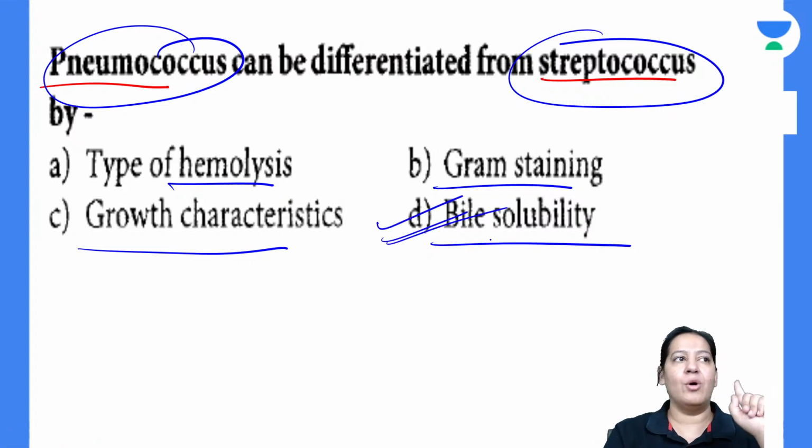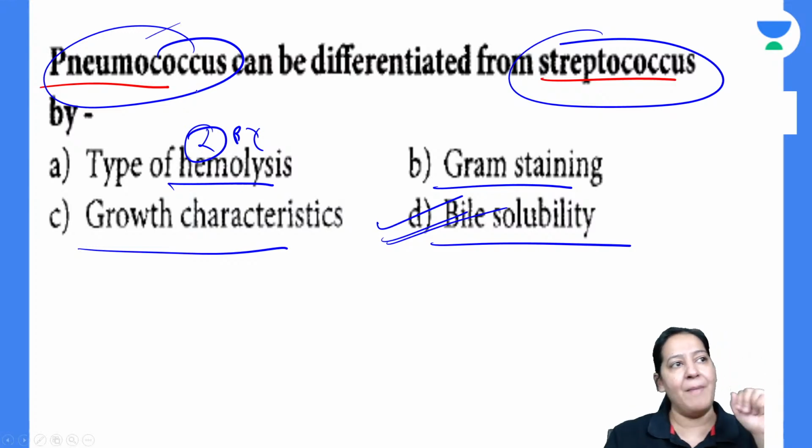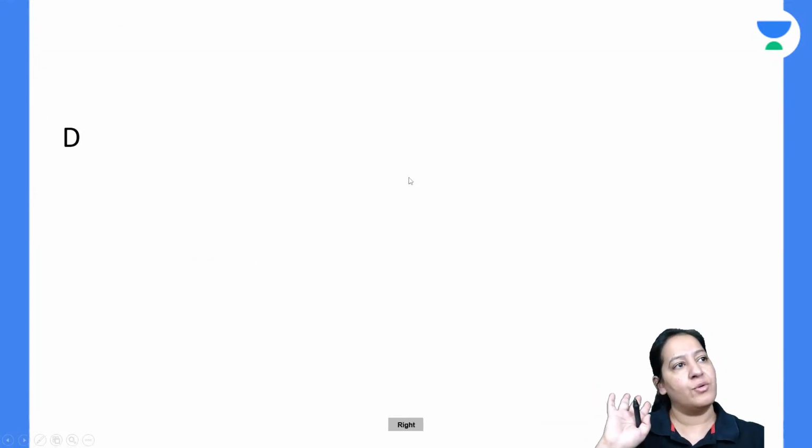So bile solubility is the only one. Yeah, although alpha, beta, gamma है. So alpha दूसरे streptococcus में भी होता है. Alpha occurs in 2 streptococcus, Streptococcus pneumoniae and Streptococcus viridans. So how will you differentiate the two? It is the bile solubility which is shown only by pneumococcus and none of the other bacteria. So the correct answer here is D.